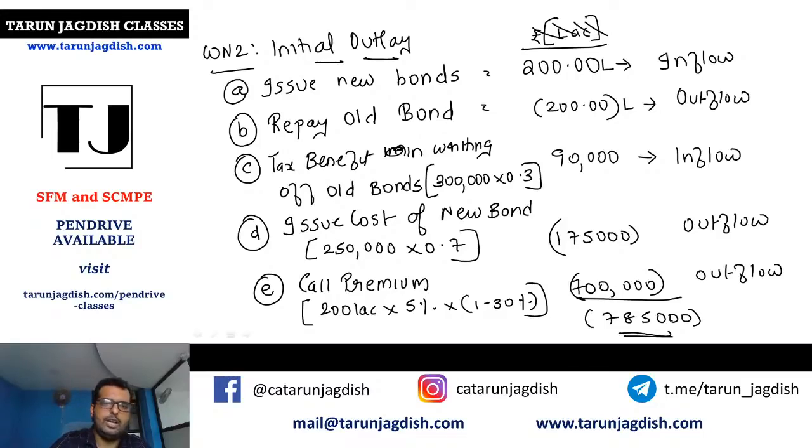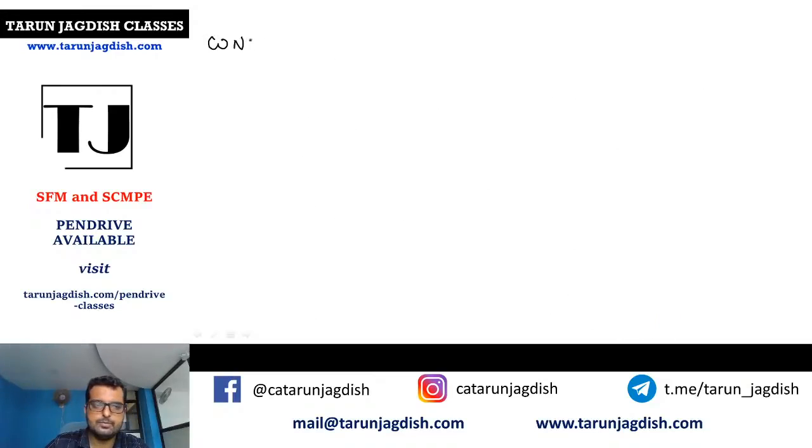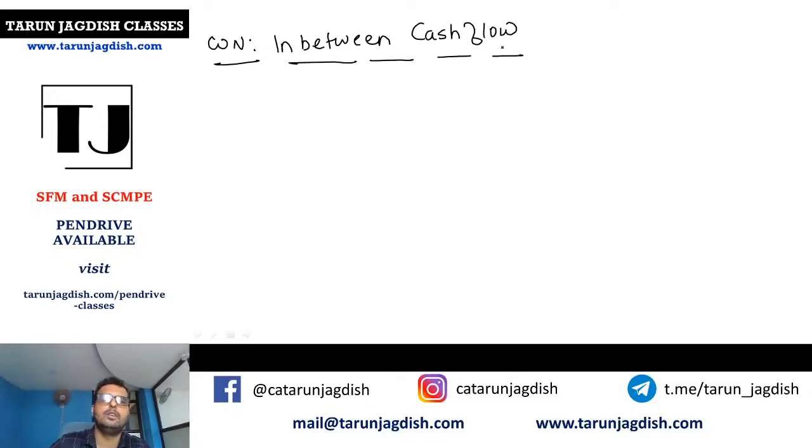Alright friends, I hope you have all written down till here in your books. So friends, I told you we have to go by 3 steps. Initial outlay, in between cash flow, terminal cash flow. Am I right? So now that I have put up till here, I will now go to the next working note, which is going to be in between cash flow.